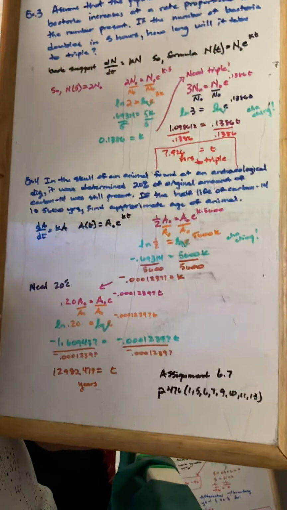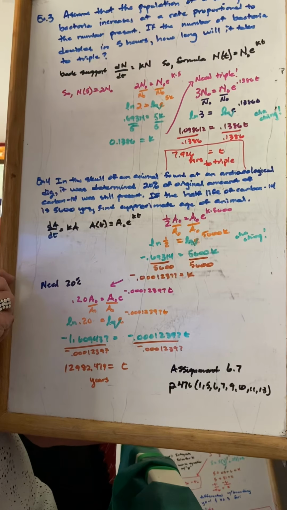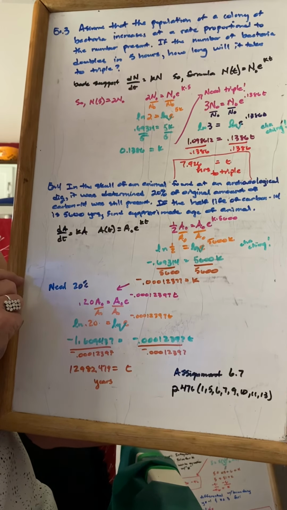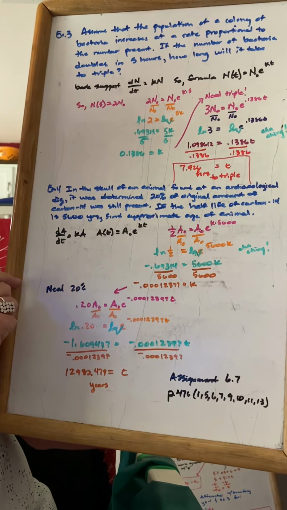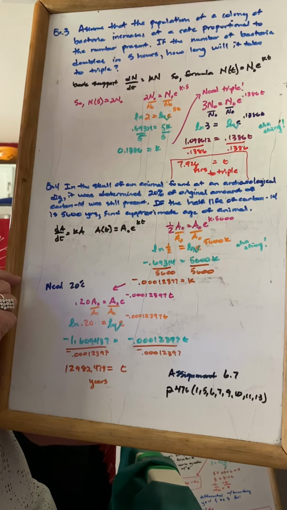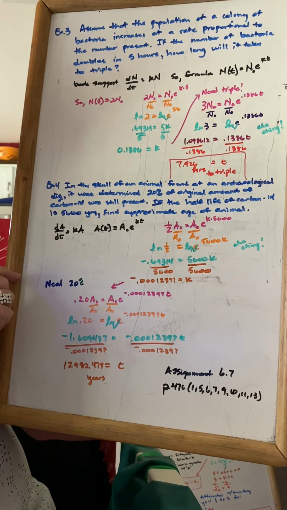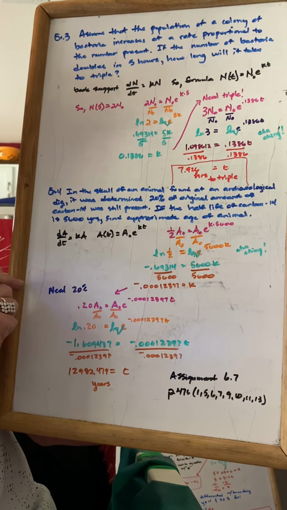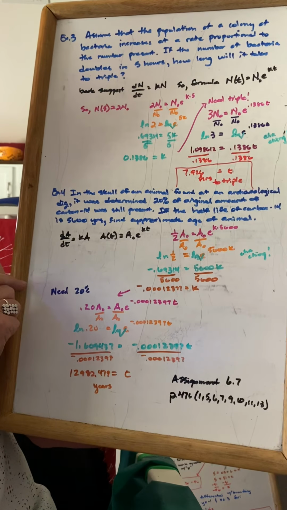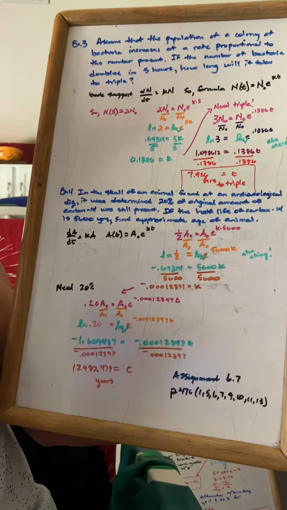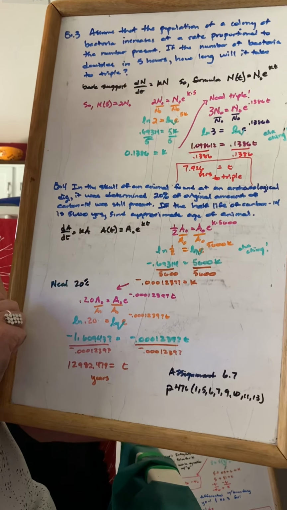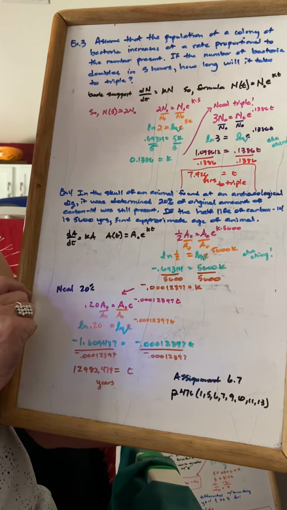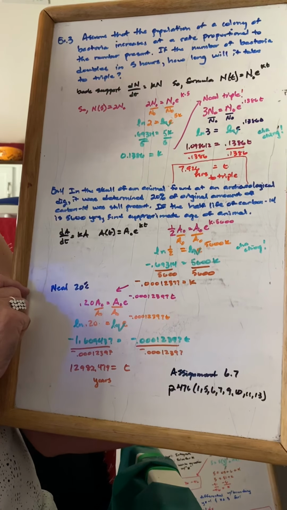All right, example 4. In the skull of an animal found in an archaeological dig, it was determined that 20% of the original amount of carbon-14 was still present. Hope you guys have some biological background here. If the half-life of carbon-14 is 5,600 years, find the approximate age of the animal.